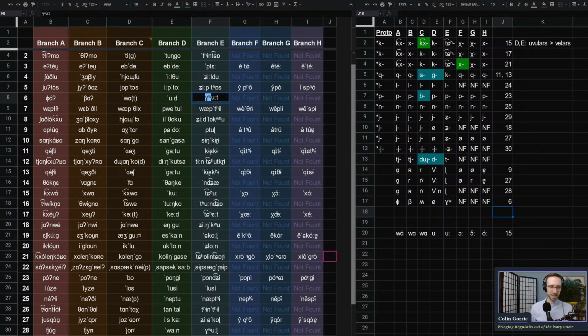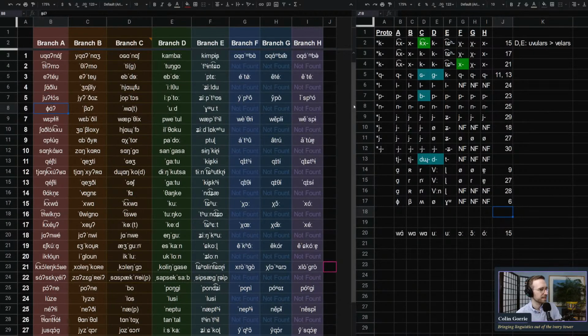Okay. So let's see. This 6, this is a really interesting cognate set. Is there anything like it? Anything else that looks vaguely like that? I'm looking through here and I don't see anything, at least in the initials.